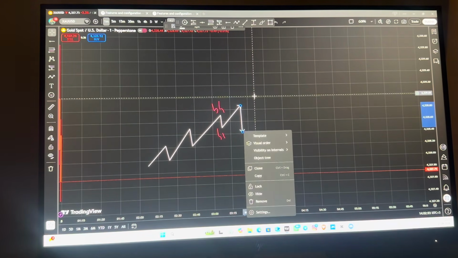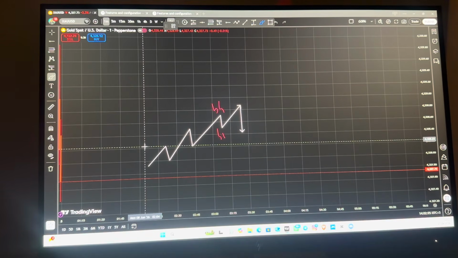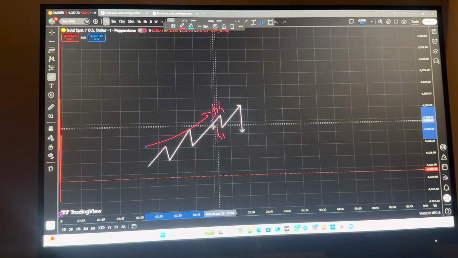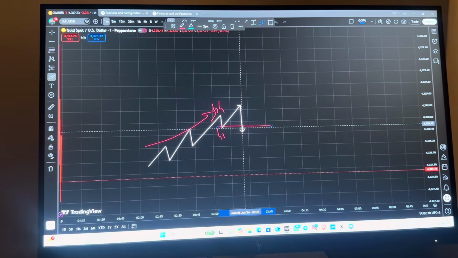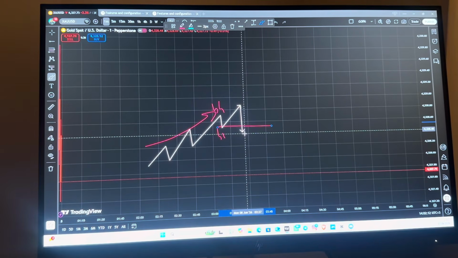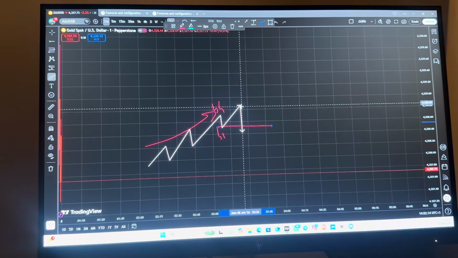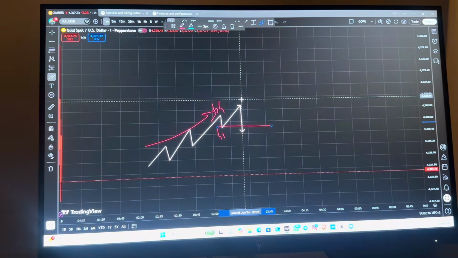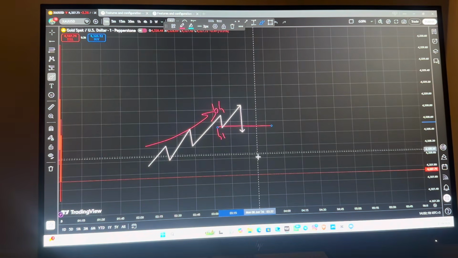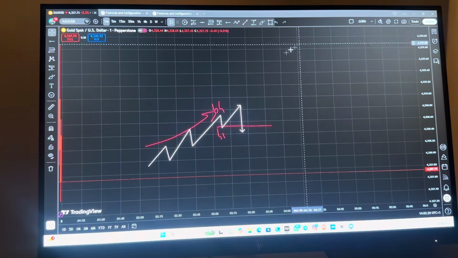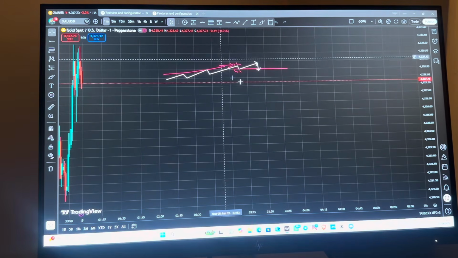So what do I mean? If you are buying this zone, here we'll start selling. The reason being, what has our market done? Our market has shifted its structure from a bullish movement. Now our market is heading to a downward movement. Another example is this. Let me show you.